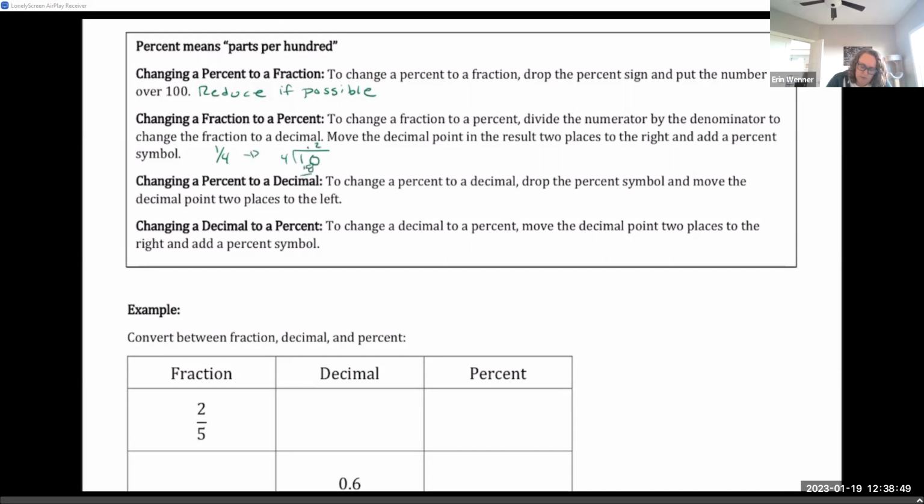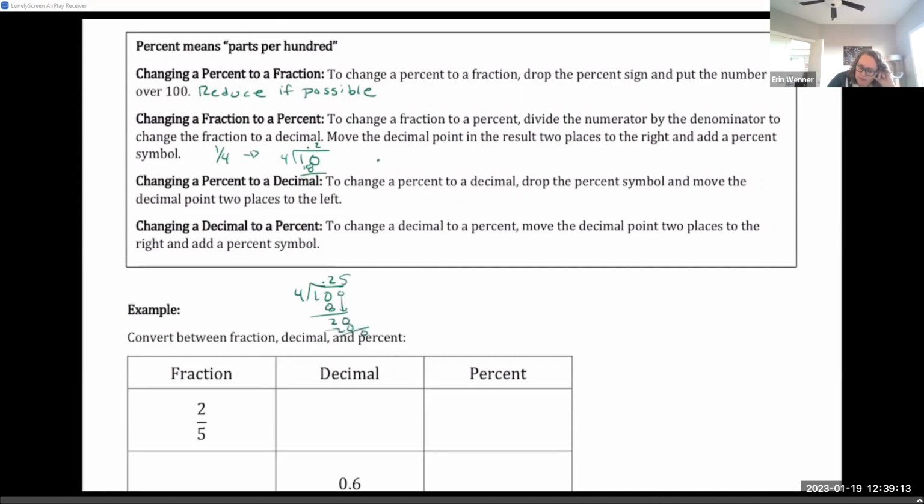Subtracting, and I didn't give myself enough room. Let's go down here. Four times 2 is 8. Subtract, it's 2. We're going to bring another 0 down. So 4 goes into 20 5 times. And the subtraction is 0. So then we end up with 0.25.